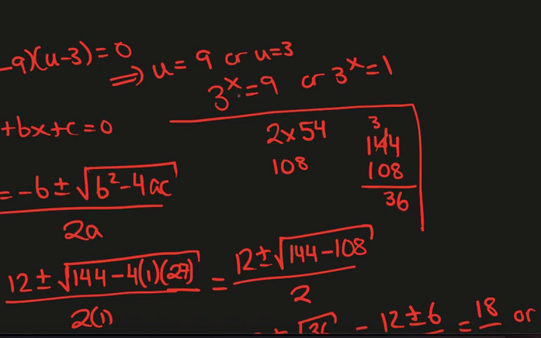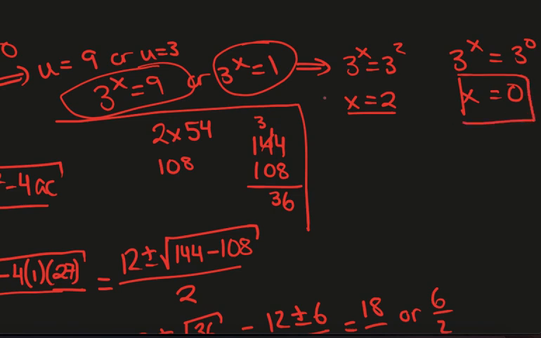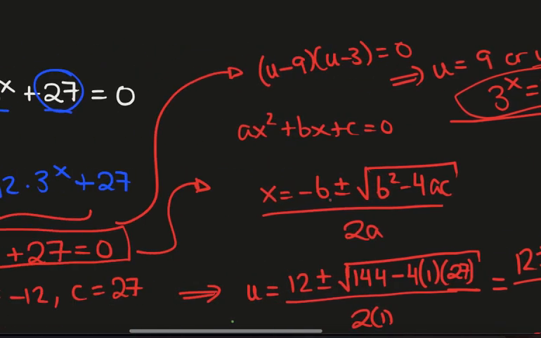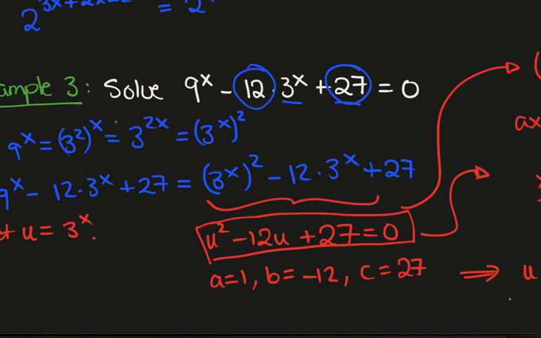And now we just have a case of the equations we considered in the previous video. So if 3 to the x equals 9, we know that 3 to the x is equal to 3 squared, so x equals 2. So this equation has x equals 2 as a solution, and this one has 3 to the x equals 3 to the 0, so x equals 0. And those are our two solutions to this equation.